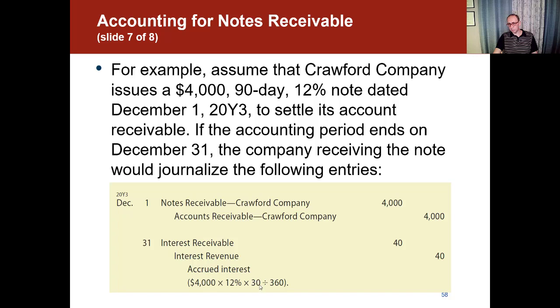But keep in mind here, we're using only 30 days. We're not using the 90 days for the full term of the note. The remaining 60 days are going to be used in the following year, which is 2014. However, the cash is going to be for the entire 90 days.